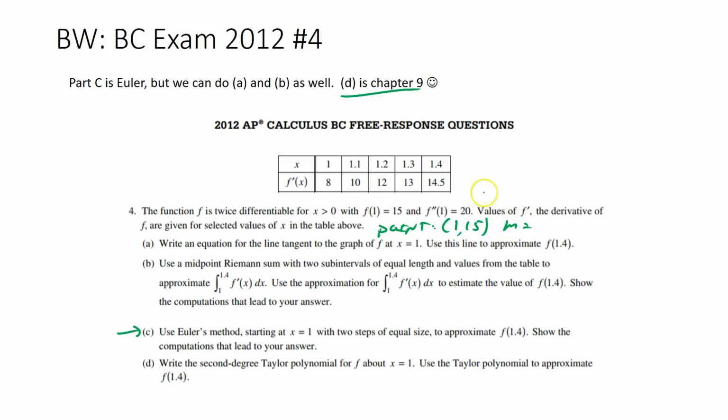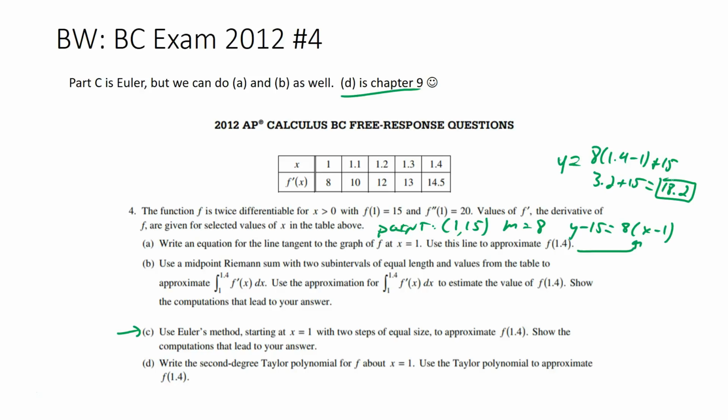Well, the slope we can get from the table because this is f prime, so the slope is 8. So we're going to have y minus 15 is equal to 8 times x minus 1. Now they want us to use that to define a linearization equation to approximate f(1.4). So plug 1.4 in for x. So we have y is equal to 8 times (1.4 minus 1) plus 15. So 1.4 minus 1 is 0.4 times 8 is 3.2 plus 15 is 18.2. There you go. Okay, so that's our approximation using the tangent line, using linearization.